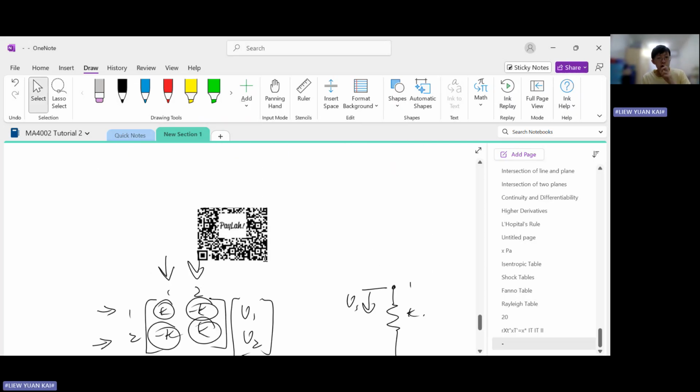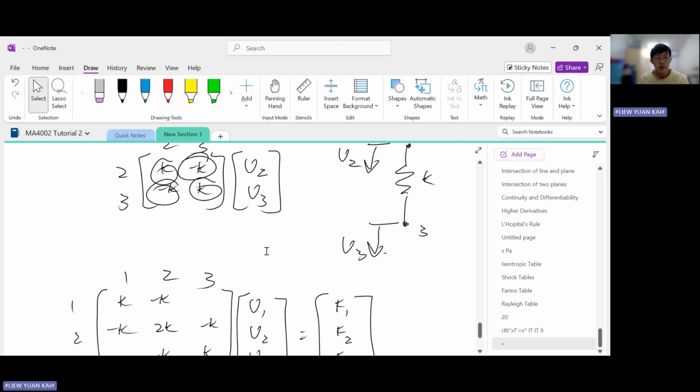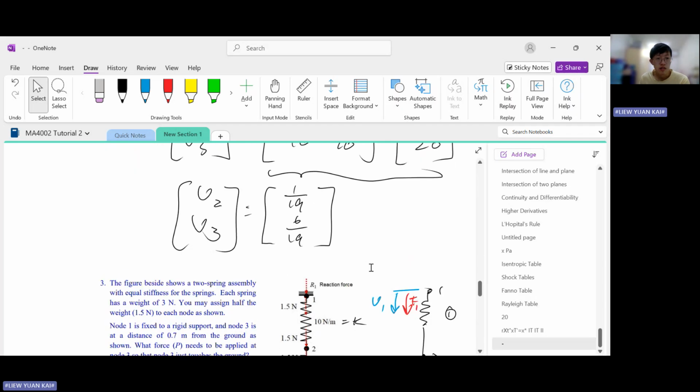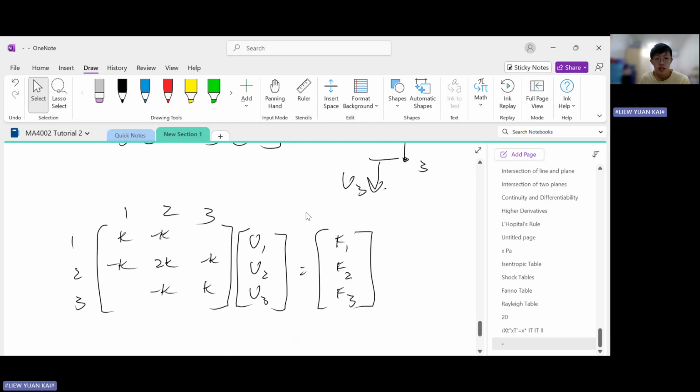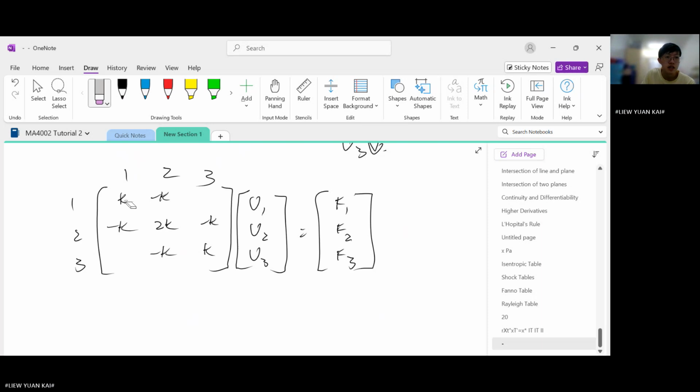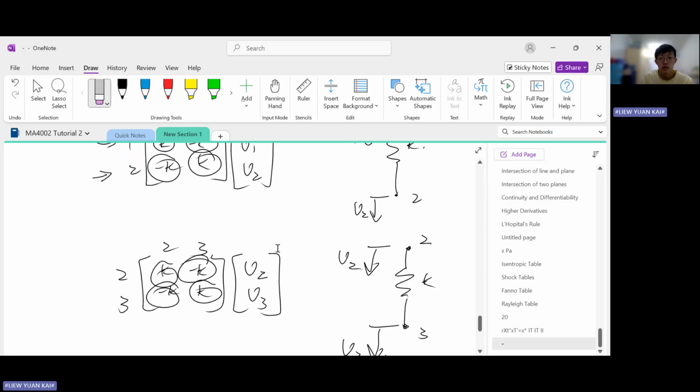Now what we can do is substitute in the known values. K is said to have a value of 10. So if you do that, this will be 10, minus 10, minus 10, 20, minus 10, and 10.